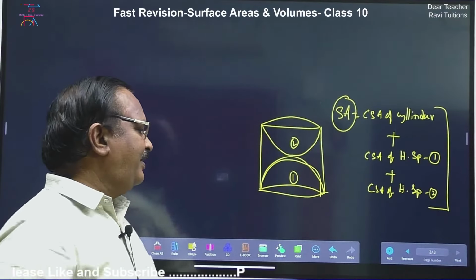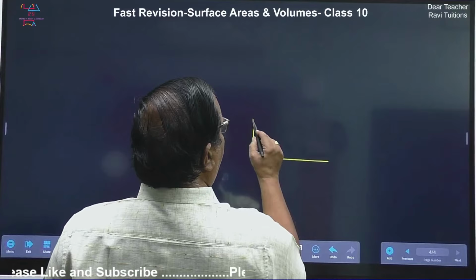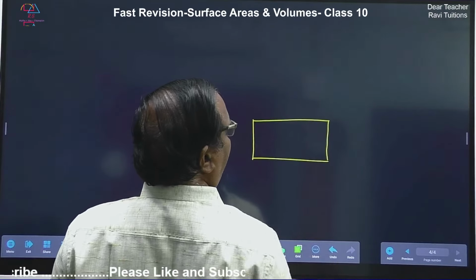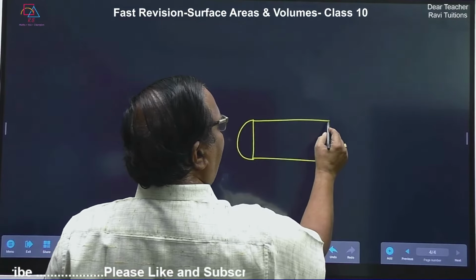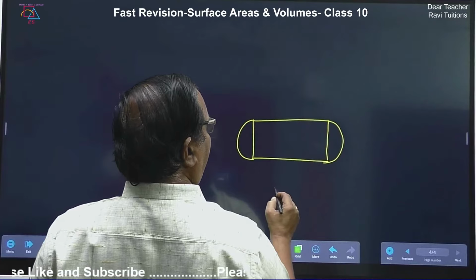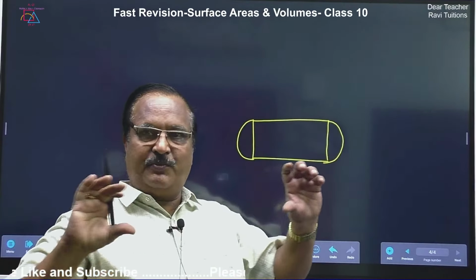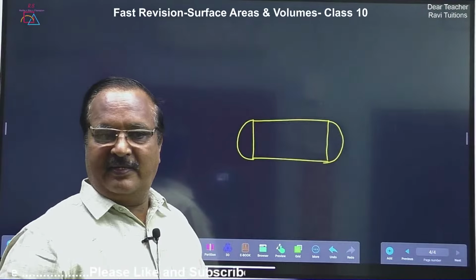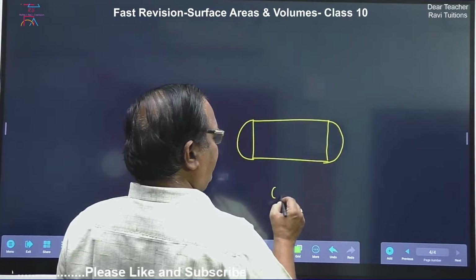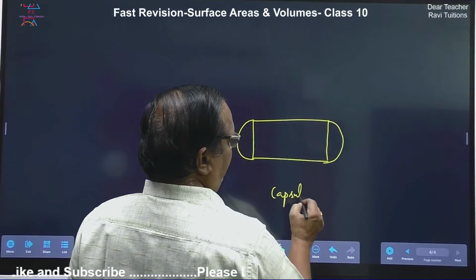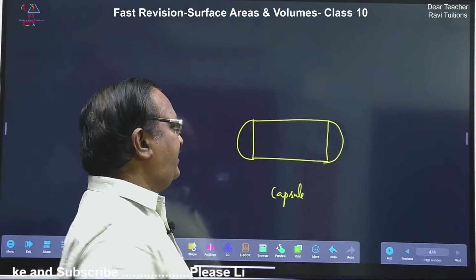Okay. So sometimes the cylindrical portion will be like this, and hemispherical portion will be added like this, like sweet gulab jamun type. Okay. So this is, and a capsule also, capsule, sweet, etc. So in this case, what happened?